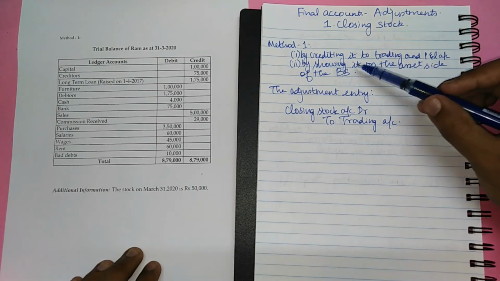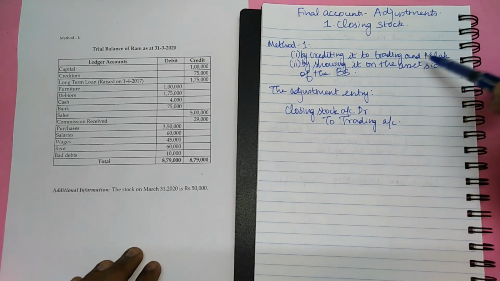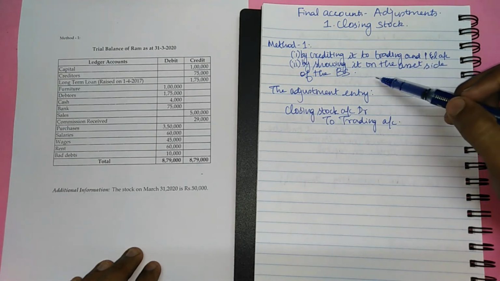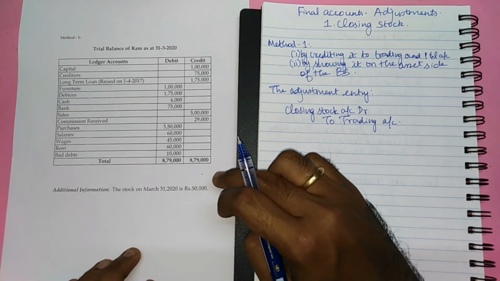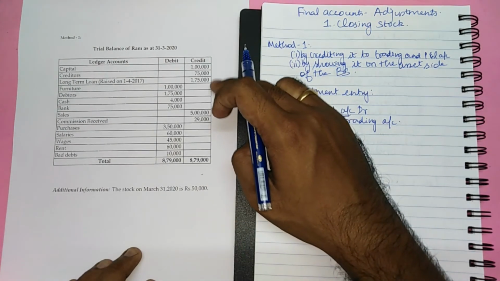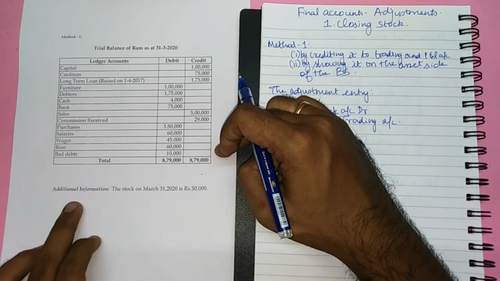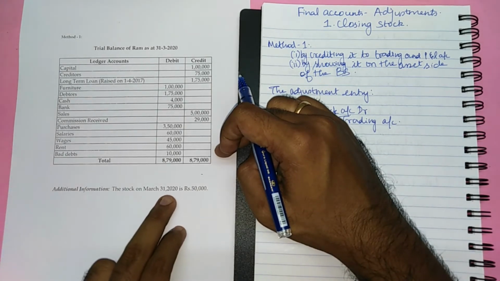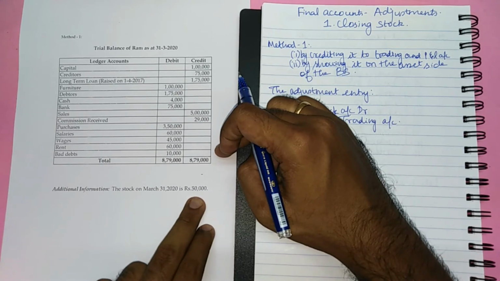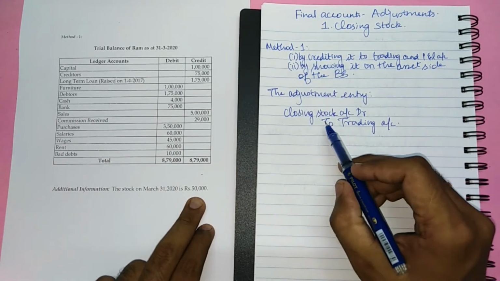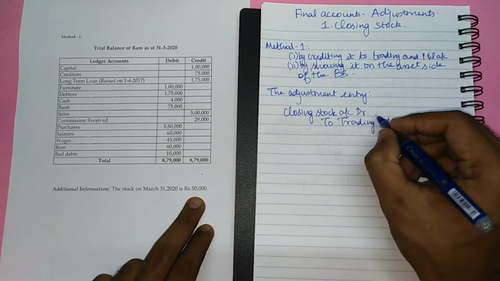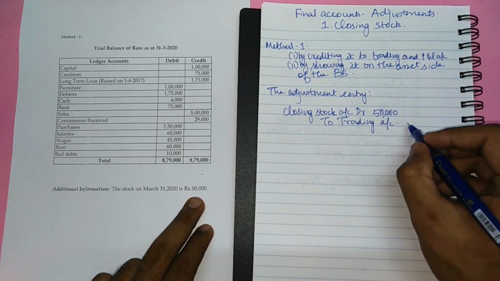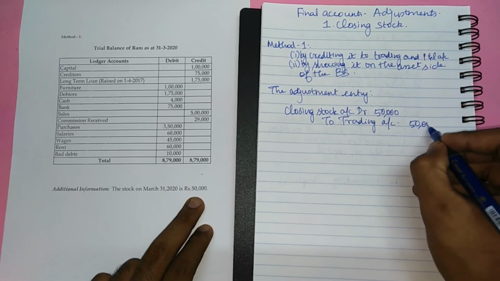In this first method, we will be crediting the closing stock to trading and P&L account, and we will also be showing it on the asset side of the balance sheet. So let us get into the example. This is the trial balance which we are considering, and as an additional information, we are given that the stock on March 31st, 2020 is rupees 50,000. Therefore, the adjustment entry would be closing stock account debit rupees 50,000 to trading account rupees 50,000.